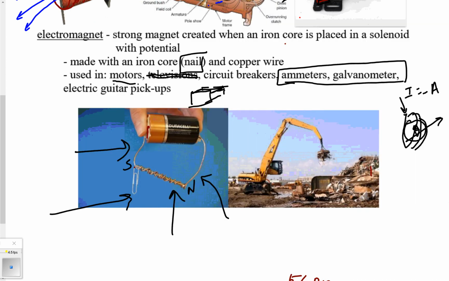It's basically a compass surrounded with wire. And even one of my favorites, electric guitar pickups. If you play electric guitar, or have ever been around one, you'll notice, for example on a 6-string guitar, 6 little pieces of metal. And if you really look, they're just surrounded by wire. And it is an electromagnet.